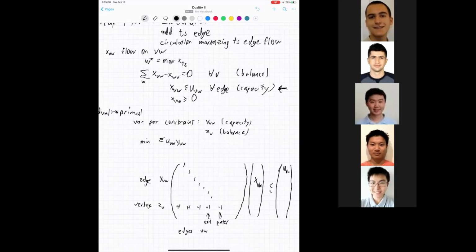Okay? Wait, I have a question. Does it matter the sign that we say for like the exits and the enters? Not in this case, because we actually have an equal 0 constraint, but I'm just trying to be consistent with the way that I wrote the constraint in the linear program. Okay, thanks. Okay, good question.